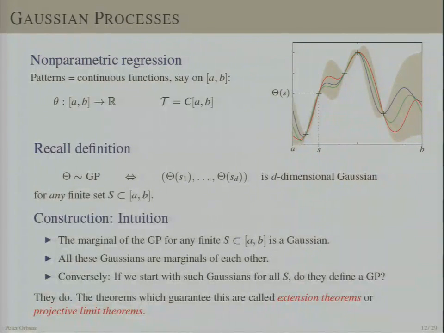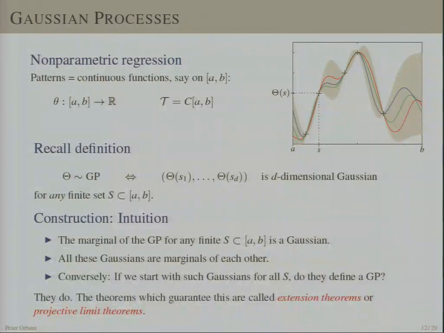That is simply because they are all marginals of one and the same Gaussian process. Now, if we know all these distributions here for all possible sets of points, then we can ask conversely, if we start with these distributions and they have this coherence property, that they are all marginals of each other, does that define a Gaussian process? And there are results in probability theory that are called extension theorems or projective limit theorems, which guarantee that that is actually the case. Yeah?